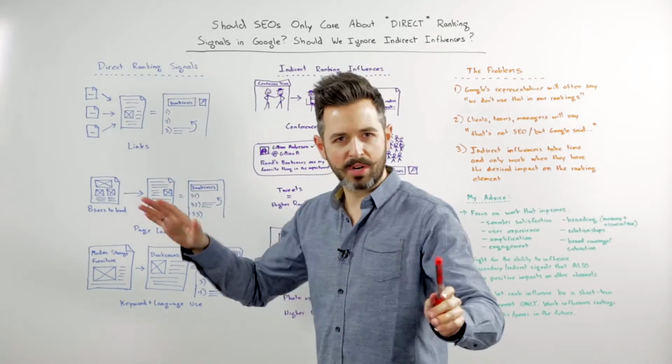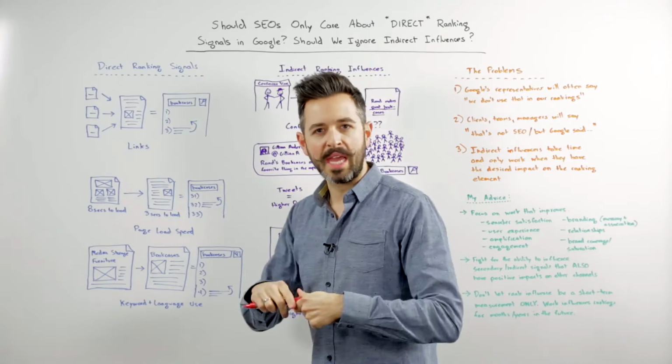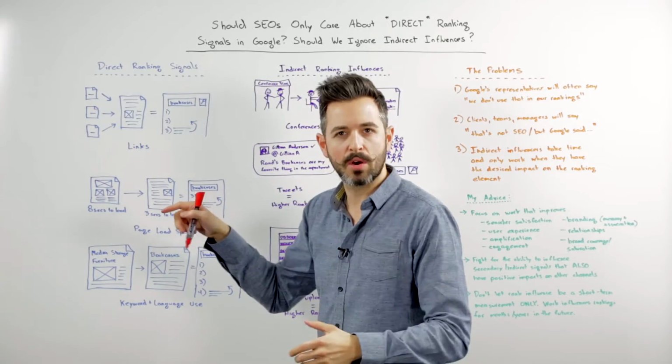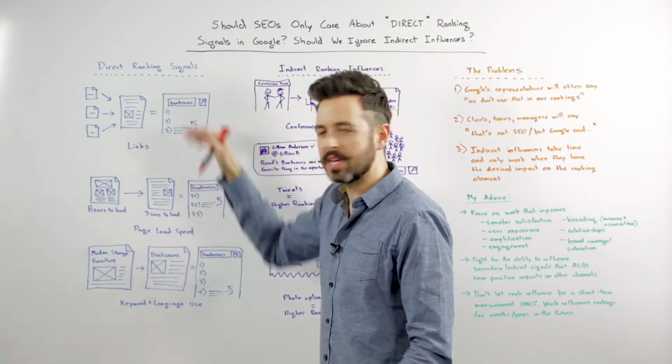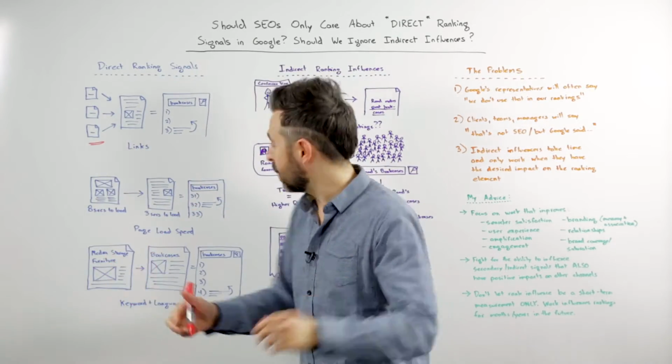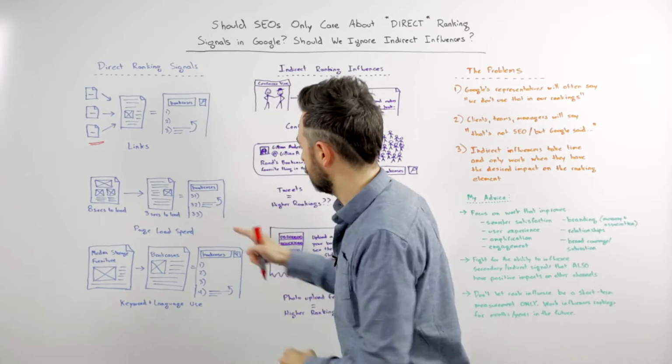Direct ranking signals are pretty obvious, right? These are things like links. So you earn a bunch of new links, they point to your page, your rankings go up. Now my page for bookcases ranks a little higher because all these people just linked over to me. Great, that's very nice. Direct ranking signal.